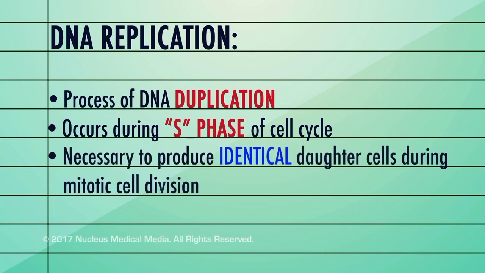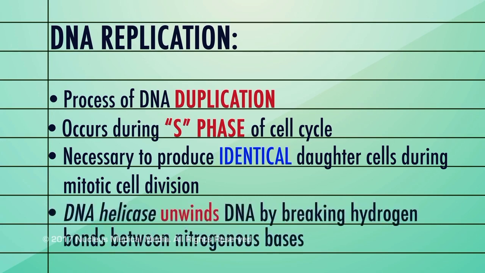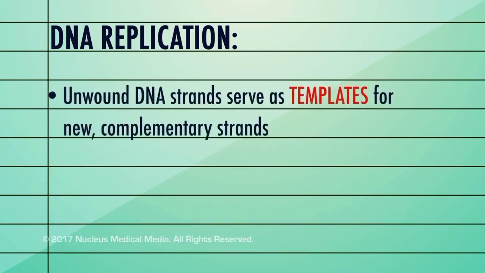DNA replication is necessary so that the two daughter cells produced after mitosis both have DNA that is identical to each other and identical to the DNA in the original cell. At the beginning of replication, an enzyme called DNA helicase breaks the hydrogen bonds between nitrogenous bases and unwinds the DNA molecule. Each side of the original DNA molecule serves as a template for the creation of a new complementary strand of DNA.